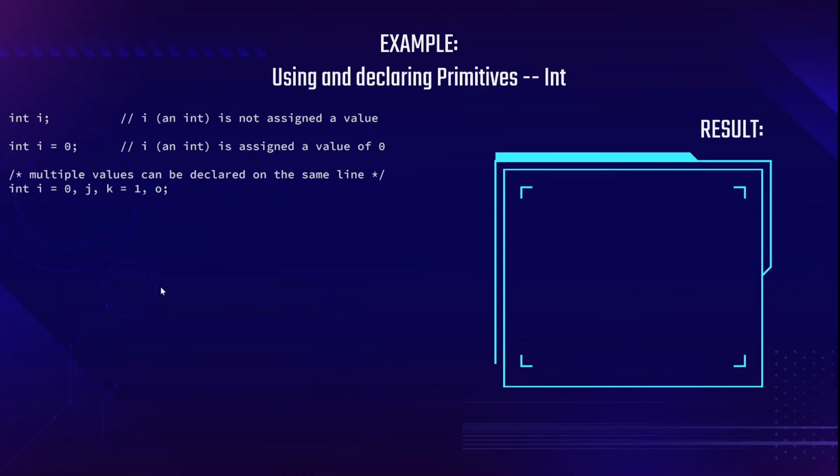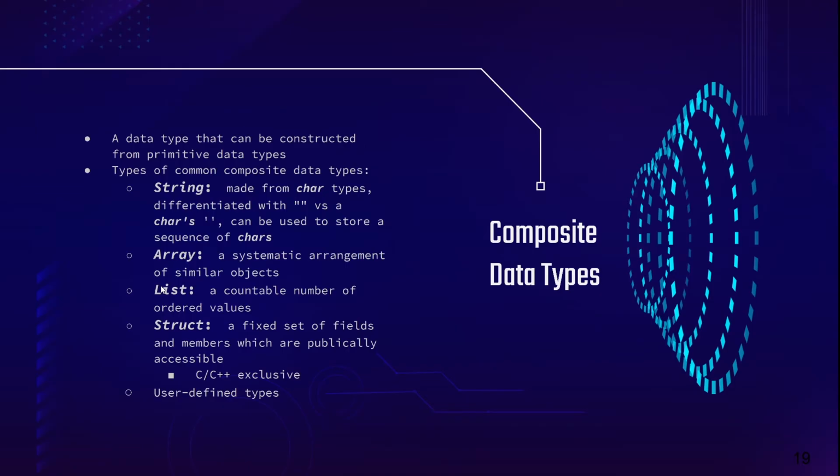So arrays. Anyway, arrays are a systematic arrangement of similar objects. So a bunch of ints thrown together, a bunch of doubles thrown together, a bunch of characters thrown together. You cannot have an int and a char in an array together. They have to be their own separate things. Lists are a countable number of ordered values that could be multiple, where repeats don't necessarily matter.